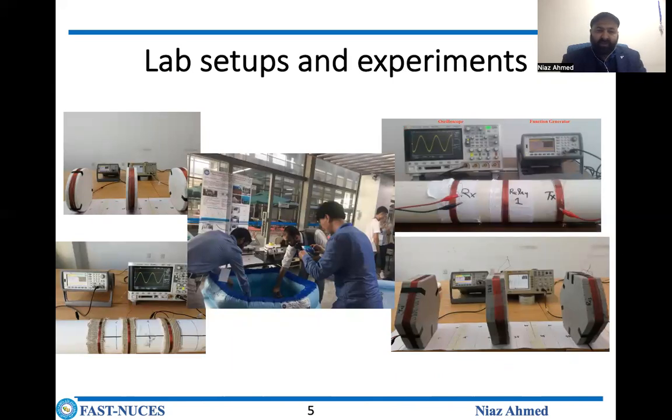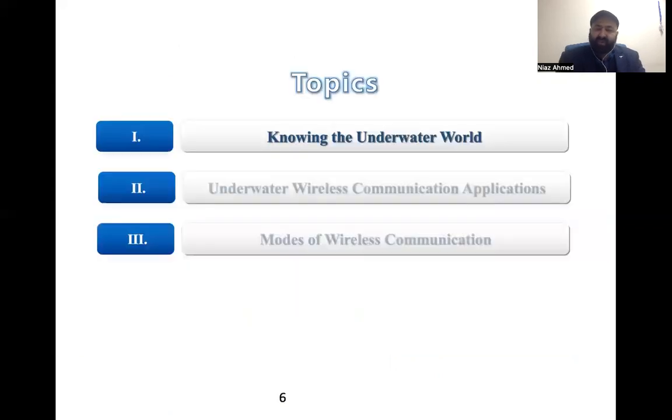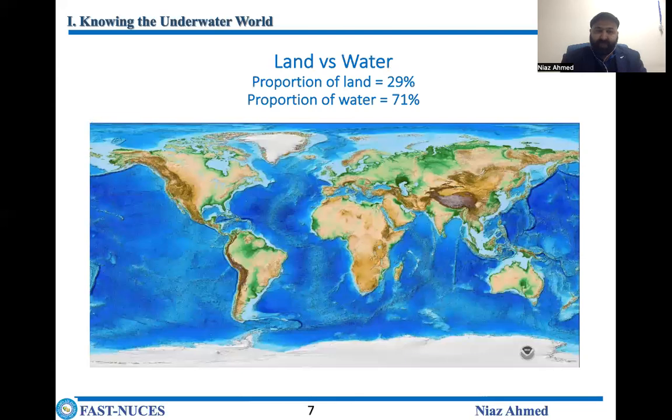So anyway, I'll just quickly skip this part and let's move to the topics of today's presentation. Basically, what we are planning to do is let you know about the underwater world, the potential underwater has, the communications and the applications it can offer, and then the different modes of wireless communication you can use there to have your applications.